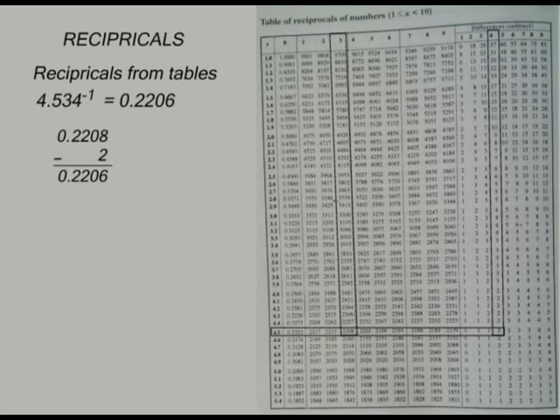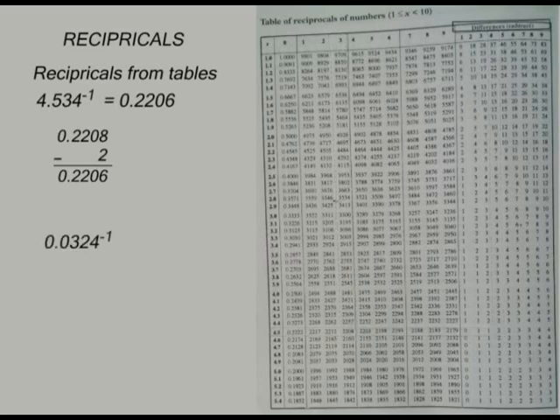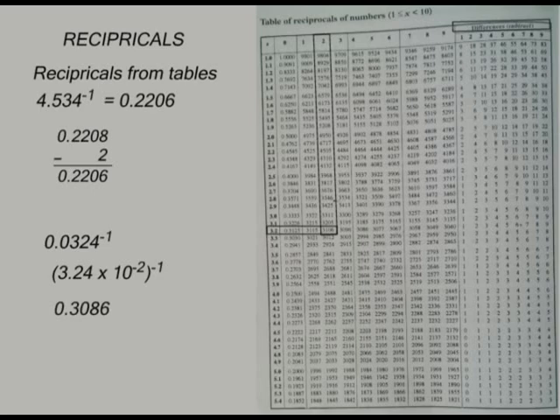For numbers less than 1 and greater than 9.999, we first express them in standard form. For example, the reciprocal of 0.0324. In standard form, that will be 3.24 times 10 raised to power -2, and then the reciprocal of everything. 3.2 is here. The column of 4 meets us here. The number is 0.3086. We have no third decimal place, and so we end here.